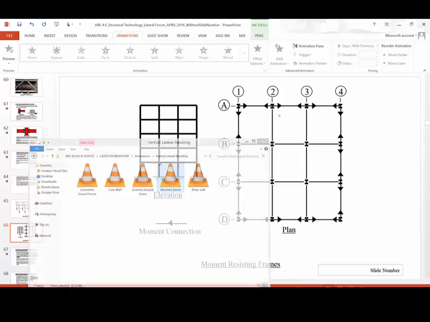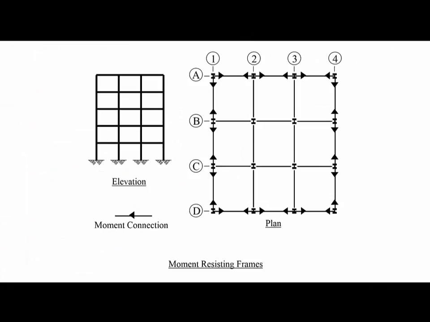Now let's go back to the plan here. This is a plan of a 5-story building. On the left you see the elevation, on the right you see the framing of it. We typically show the moment connection by placing an arrow here. Sometimes people also show the moment connection as MC on the drawings.